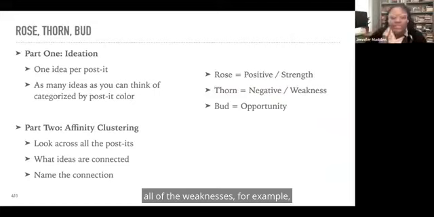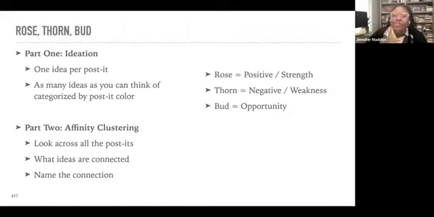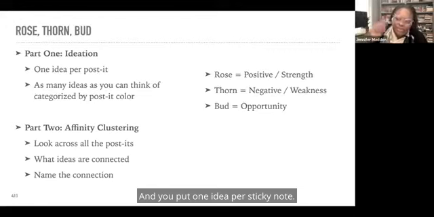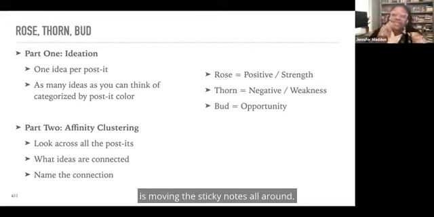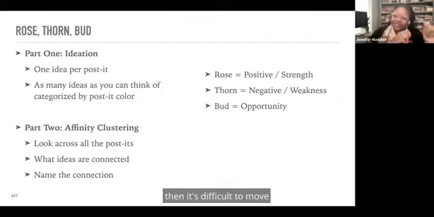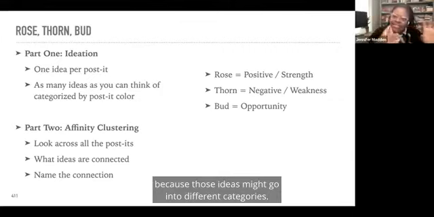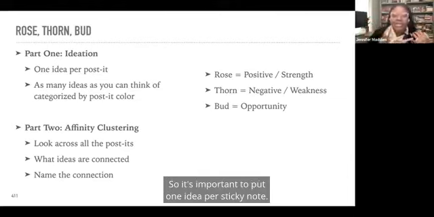All of the weaknesses, for example, and then all of the opportunities. So again, positives or strengths, negatives or weaknesses or threats even, and then opportunities. And you put one idea per sticky note. And this is important because part of the activity is moving the sticky notes all around. If you put 3 ideas on a sticky note, then it's difficult to move because those ideas might go into different categories. So it's important to put one idea per sticky note.